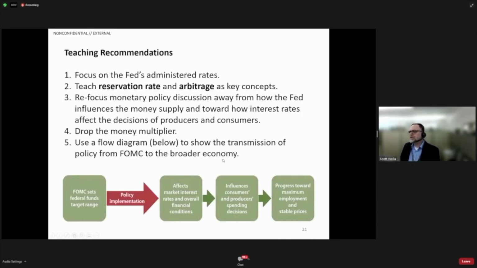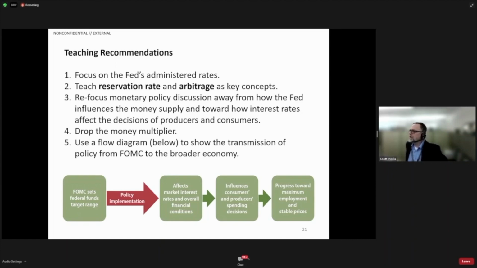So teaching recommendations focus on the Fed's administered rates. The administered rates are the interest on reserve balances, the discount rate, and the overnight reverse repo rate. Again, those are administered rates, so they're rates that we set. Teach reservation rate and arbitrage as the key concepts, especially arbitrage. I think if students understand arbitrage, they will quickly realize that this is really an easy process, that all the Fed does is shift that one rate up or down and the federal funds rate falls in line.